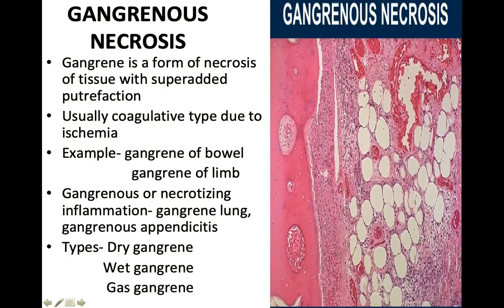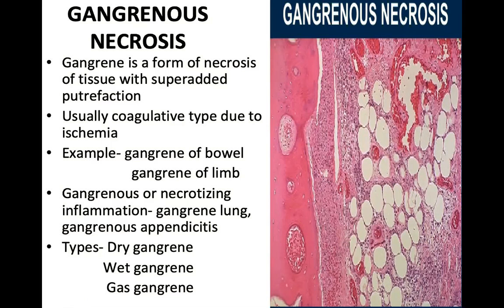Another is gangrenous necrosis. Gangrene is a form of necrosis of tissue with superadded putrefaction, usually coagulative type due to ischemia, also lack of blood supply. Example, gangrene of the bowel and gangrene of the limb. Gangrenous or necrotizing inflammation, for example, gangrene of the lungs, gangrenous appendicitis, okay?